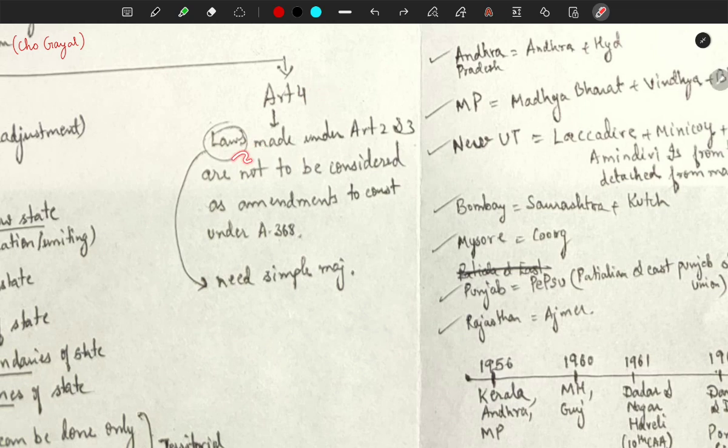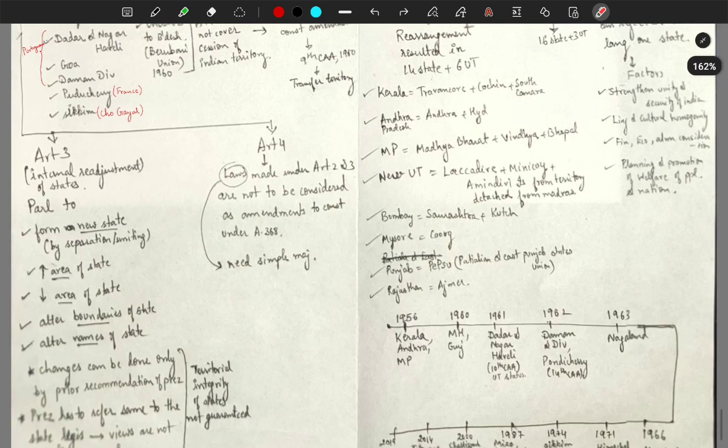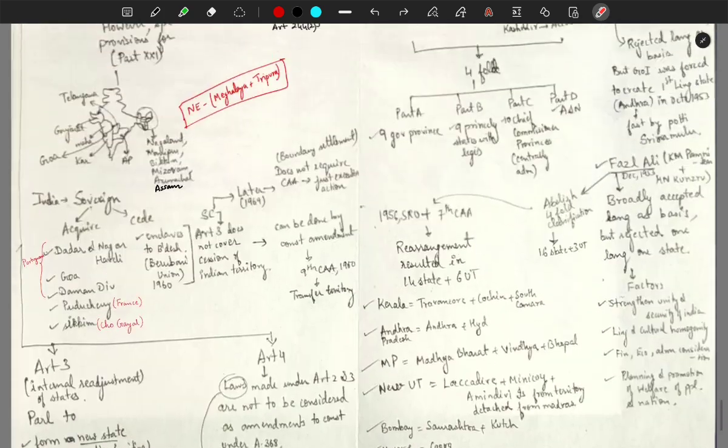Then Article 4. What does Article 4 say? The laws made under Article 2 and Article 3 are not to be considered as amendments to the Constitution under Article 368. Okay, you just need a simple majority. Whatever these laws are, you just need to implement them. You need a simple majority. That's all.